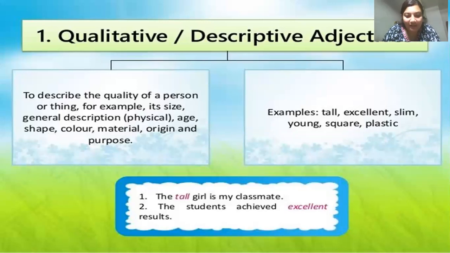Here below we can see different examples like the tall girl is my classmate. Here the adjective tall is describing the noun girl, telling us what kind of a girl she is. She is tall. उसकी quality दिखाई जा रही है अच्छी वाली कि वो tall है. The students achieved excellent results. Here the adjective excellent is giving us more information about the quality of results, कि कैसे है results की quality. It was excellent.